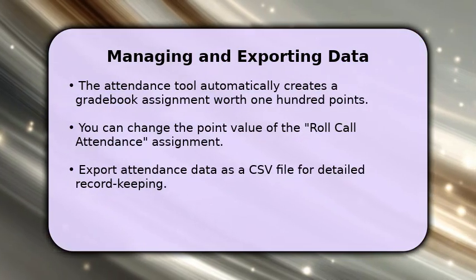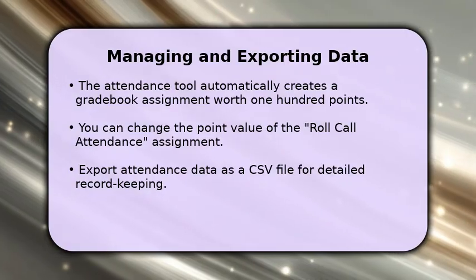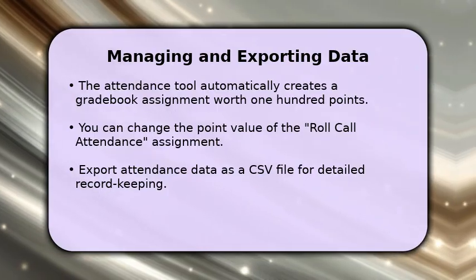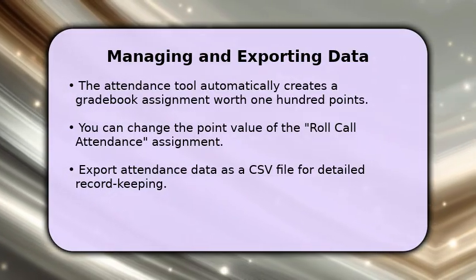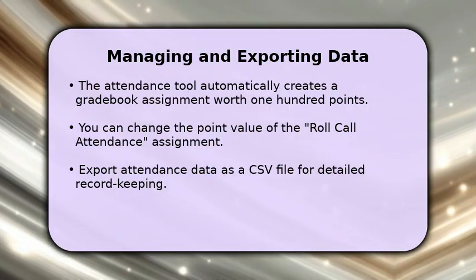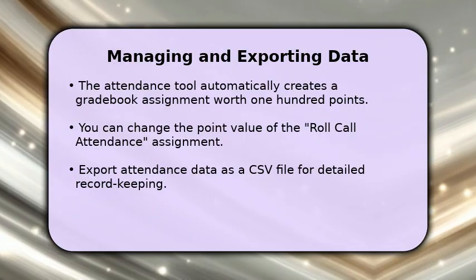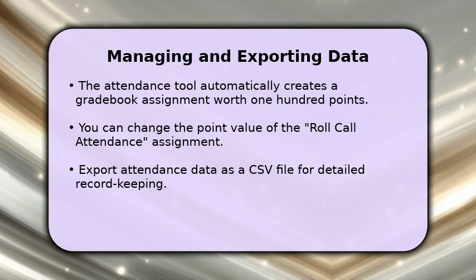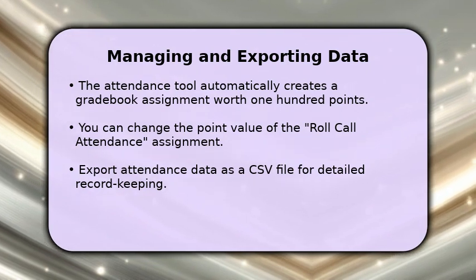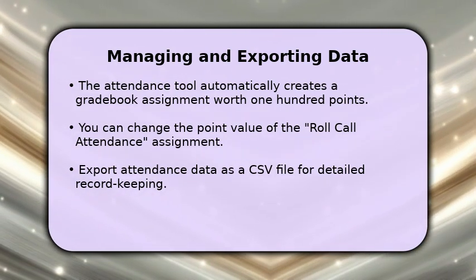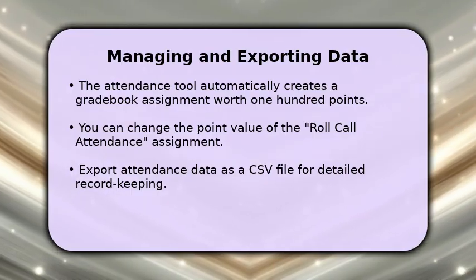Finally, you can manage and export your attendance data. The Roll Call Attendance tool automatically creates an assignment in your gradebook, typically worth 100 points. You can easily adjust this total point value by editing the Roll Call Attendance assignment in your course's assignment section. To export a detailed report, click the gear icon in the Attendance tool, then select Attendance Report to download a CSV file for your records or further analysis.